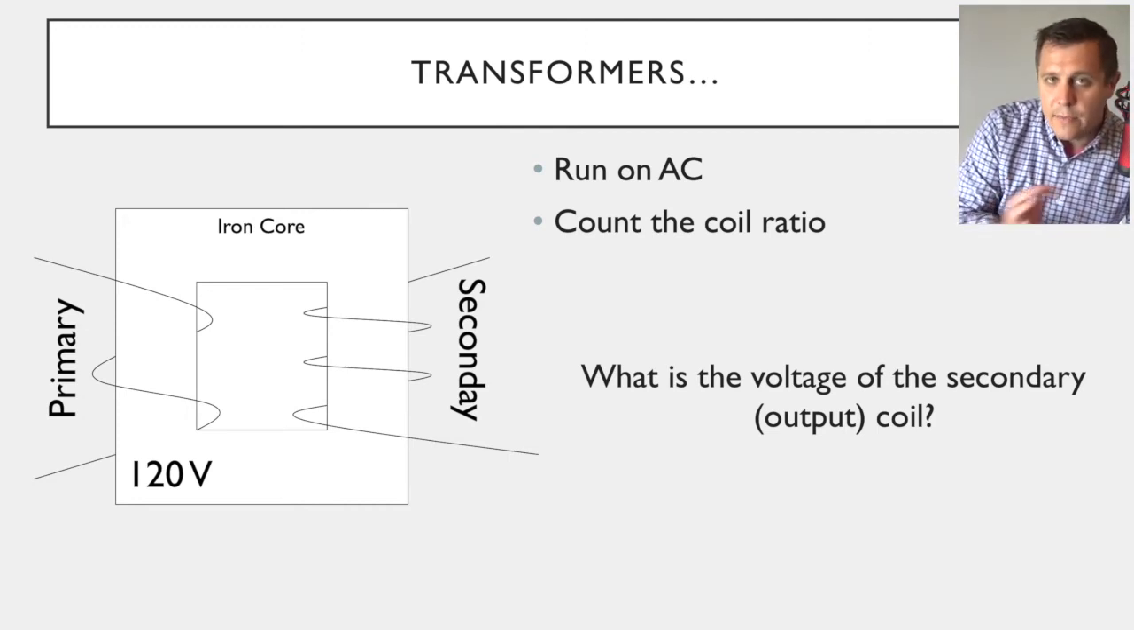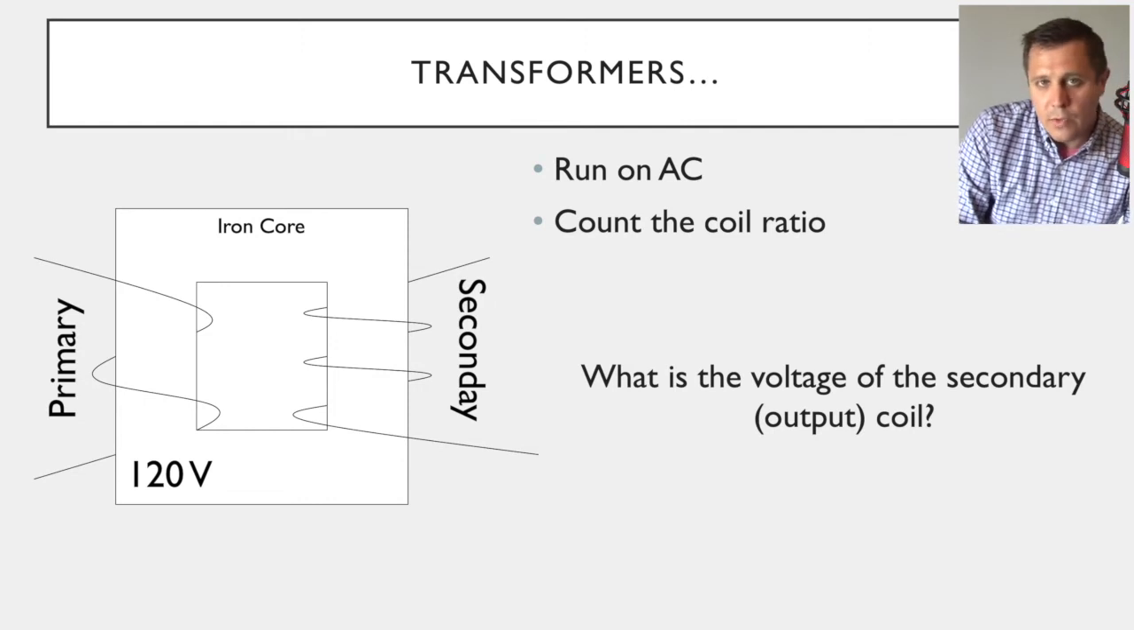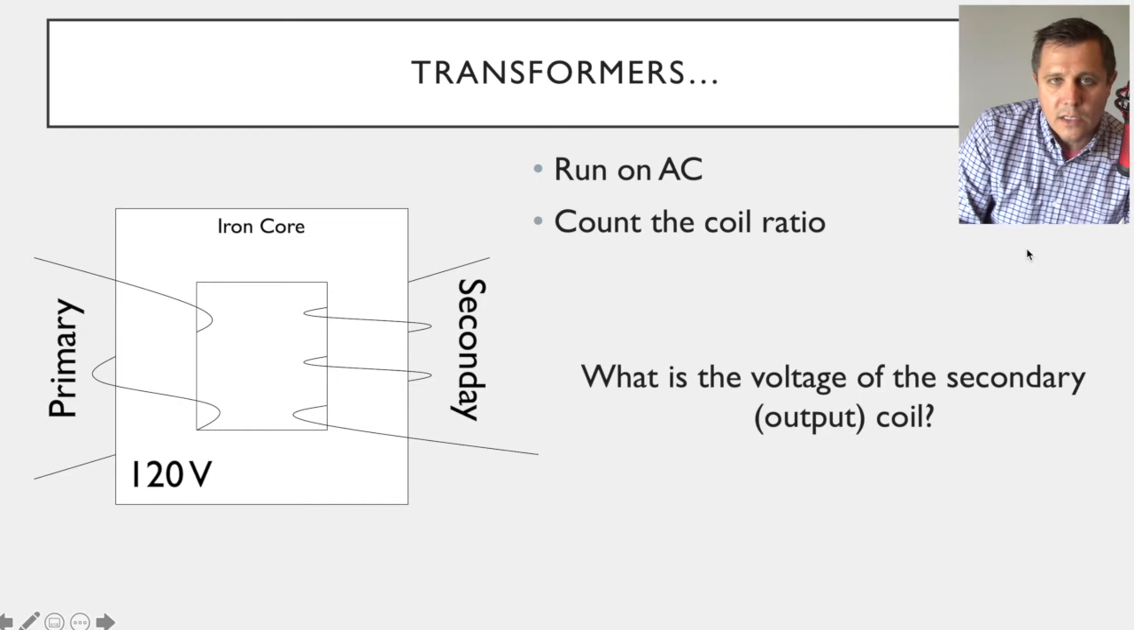Okay, so you have to have it changing. You cannot hook up direct current. You cannot do DC current and use a transformer, because there would be no changing magnetic field. There would be no current going along the secondary.